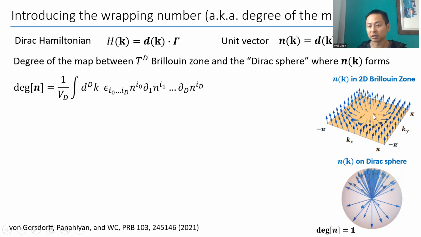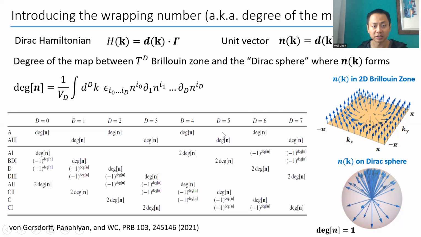Now you can imagine a process to shrink all the base points of these vectors together to form a unit sphere. Then it will look like this, right? You see that most of the blue arrows are pointing upwards, but some are pointing downwards. So if you shrink them together, it's going to look like this. So this degree of a map essentially counts how many times these unit vectors wrap around the sphere, or in other words, how many times this Brillouin zone wraps around the sphere. And in this particular case, the number of wrapping is 1.